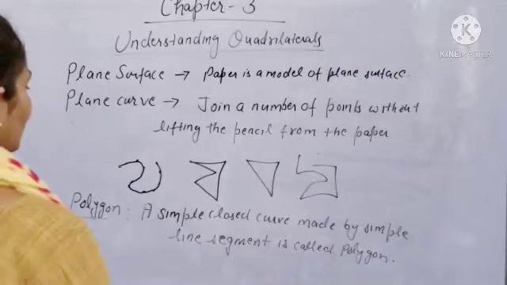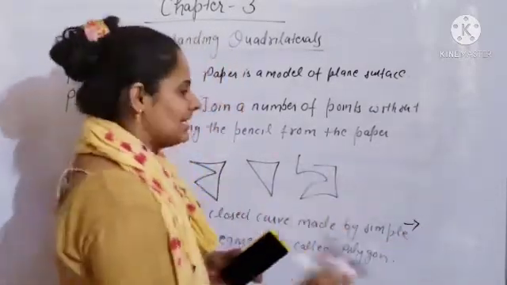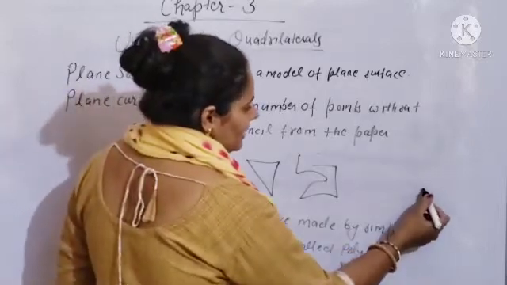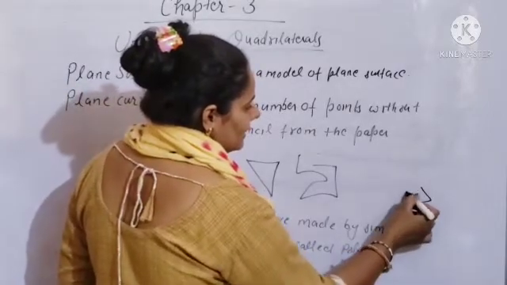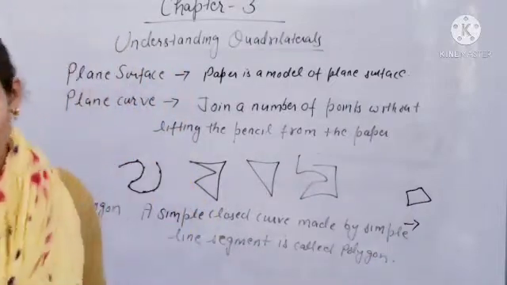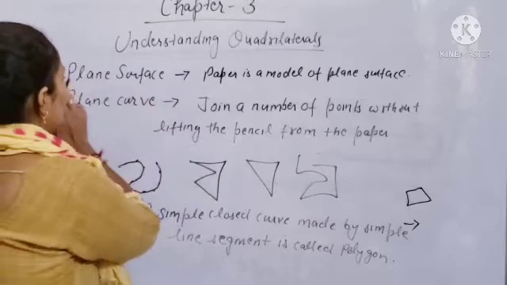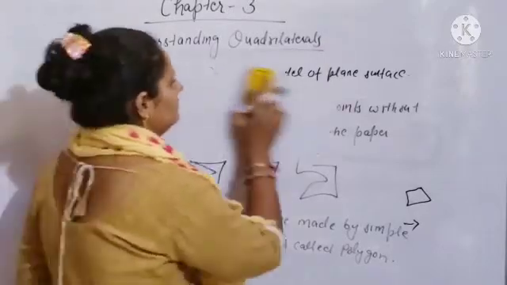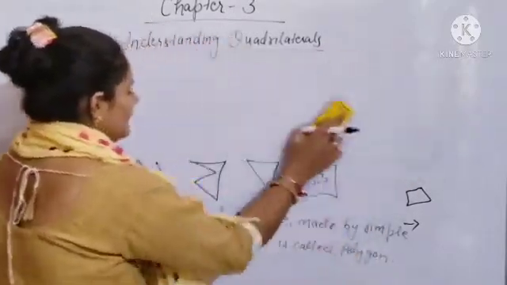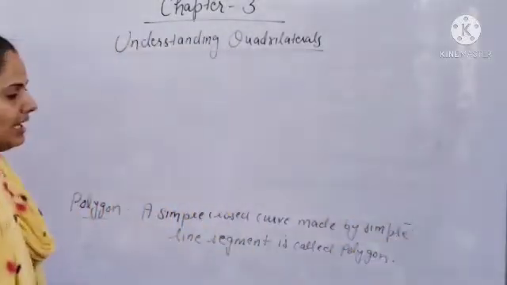For example, beta, a polygon. A simple closed curve made by line segments. So here you can take a simple closed curve, for example like that. This is also a closed curve and it is made by line segments. Is it clear? Is it visible, beta? Yes. Okay. So I am making some diagrams here. What are polygons? A simple closed curve made by line segments is called a polygon.